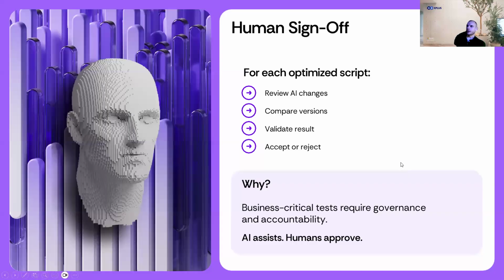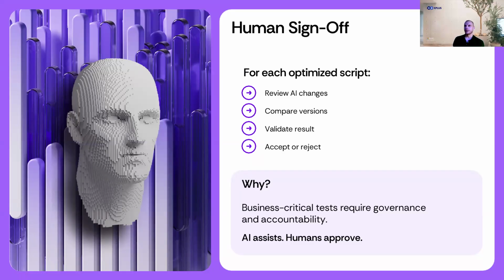Yeah, so human sign-off for each optimized script. You can review AI changes, compare the original script to the one that AI changed. You can validate the result of the script, and then you have a decision if you would like to accept this optimization or reject it, or maybe rerun optimization with a new prompt to help AI understand what you intended with the optimization.